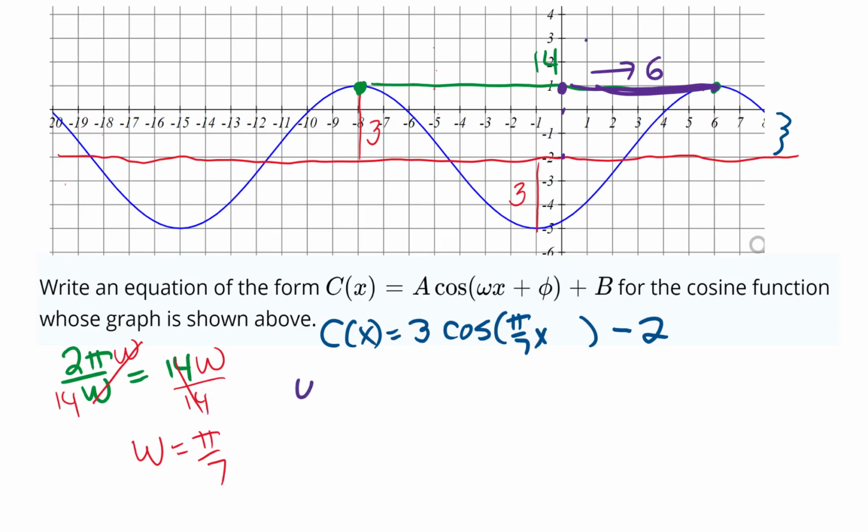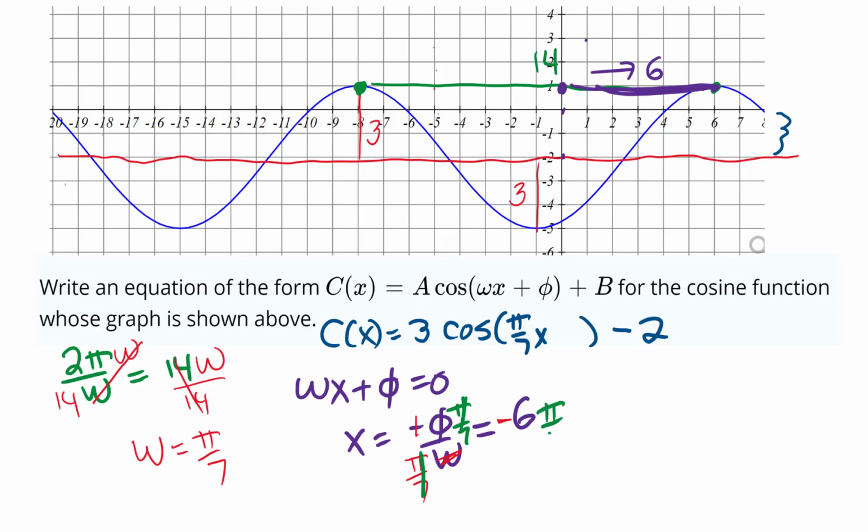Our phase shift comes from taking omega x plus phi equals 0 and solving it for x. So negative phi over omega, and that needs to equal 6. Let's go ahead and put in our omega that we found. That was pi over 7. So we're going to multiply both sides by a negative 1 to get rid of the negative there. And then we're also going to multiply both sides by pi over 7, so that will cancel here, and that will bring it over there. So it looks like our phi equals negative 6 pi sevenths.